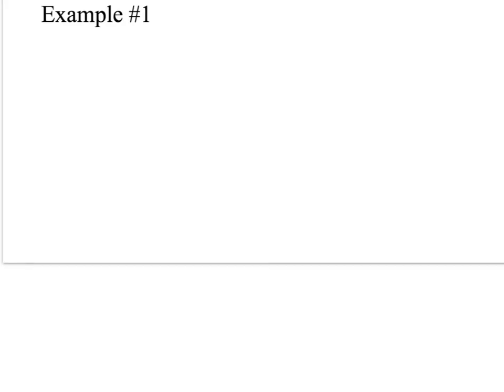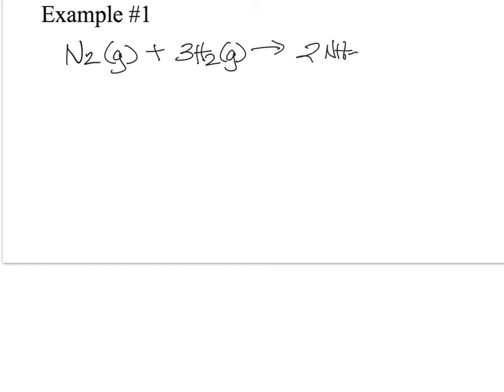For the rest of this video, we're going to look at some examples, calculating delta G in different ways and applying it. Let's take a reaction: nitrogen gas plus 3 hydrogen gas goes to 2 NH3 gas, and we want to know what delta G is and whether or not the reaction is spontaneous.